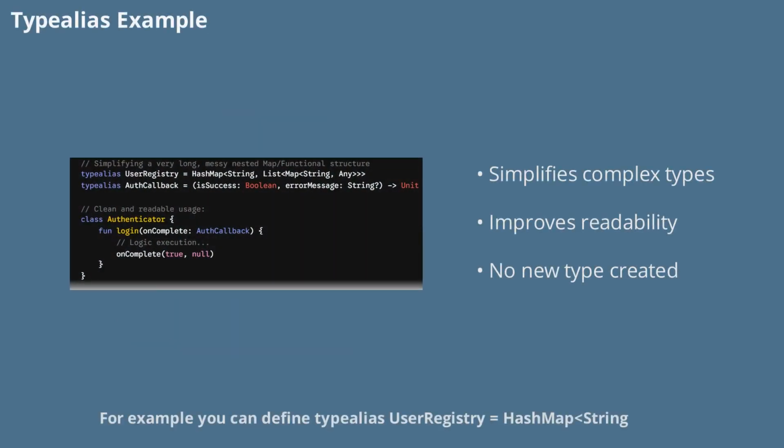For example, you can define typealias UserRegistry equals HashMap<String, List<Map<String, Any>>>. Now, instead of writing the full type everywhere, you just use UserRegistry. This makes your code much more manageable, especially when working with complex data structures.